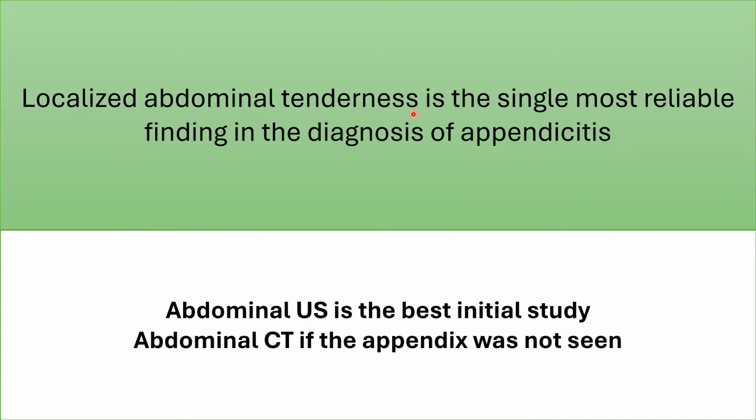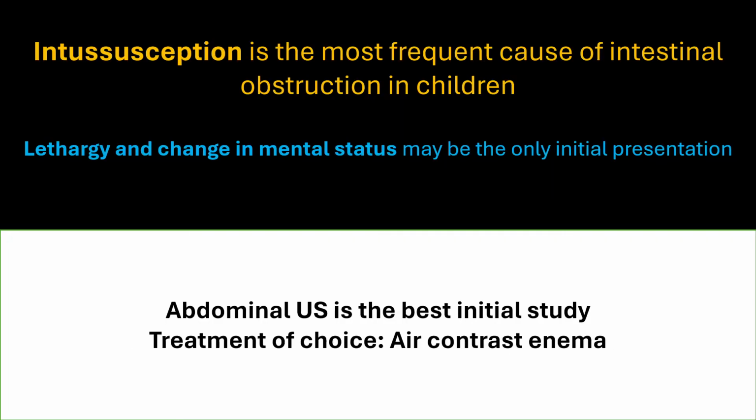Localized abdominal tenderness is the single most reliable finding in the diagnosis of acute appendicitis. Abdominal ultrasound is the best initial study. Abdominal CT scan if the appendix was not seen on ultrasound.